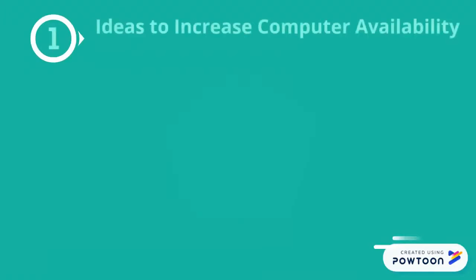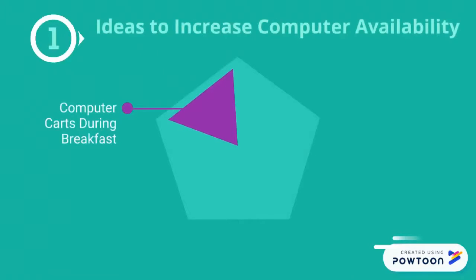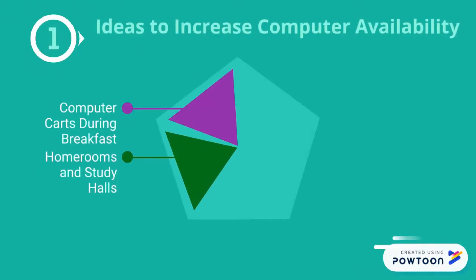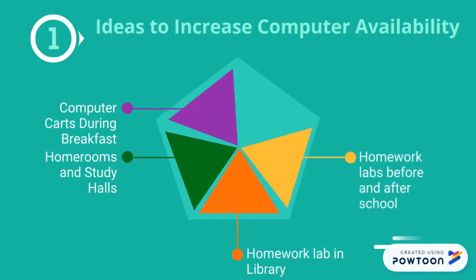Some ideas for giving students additional internet access are to have computer carts available in the lunchroom during breakfast time, set up homeroom times and/or study halls, set up homework labs in the library and make them open before and after school, and have computer carts available in the office for students.